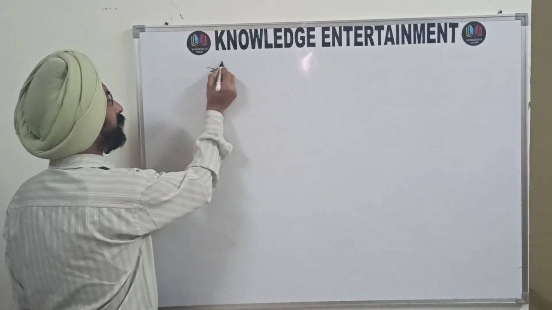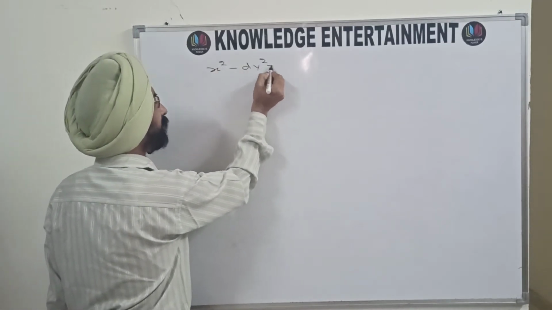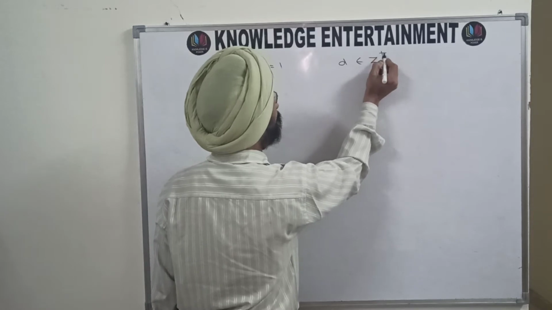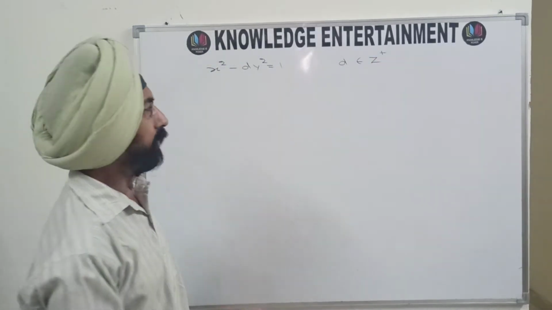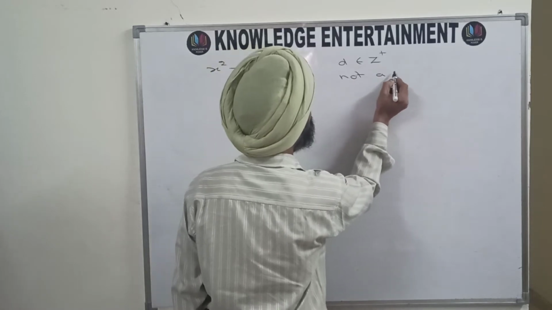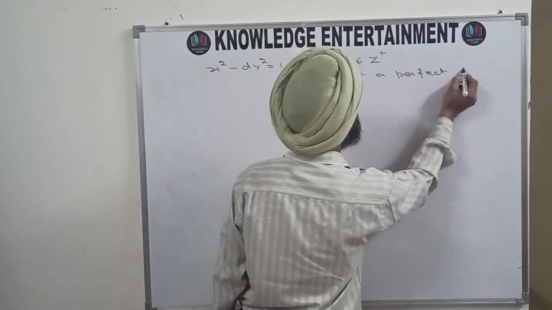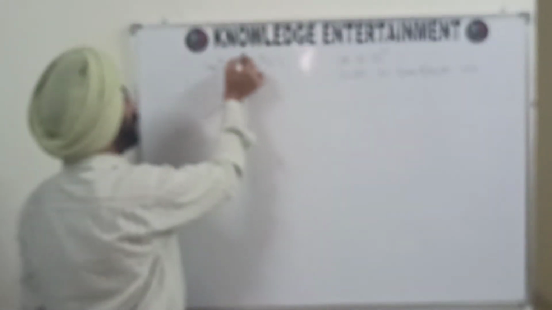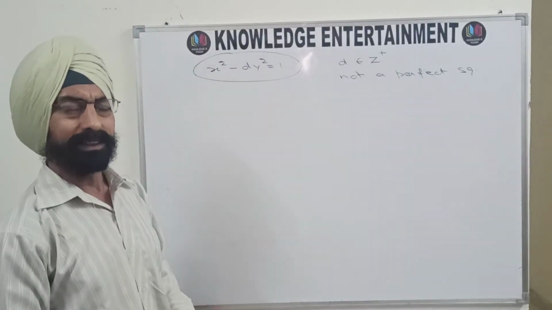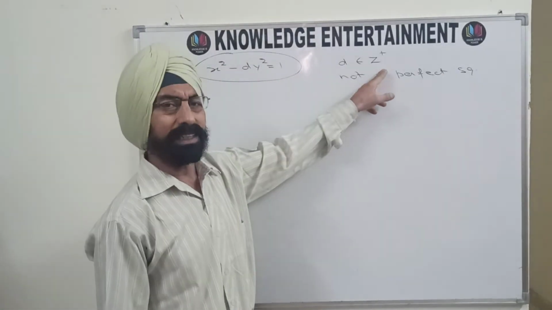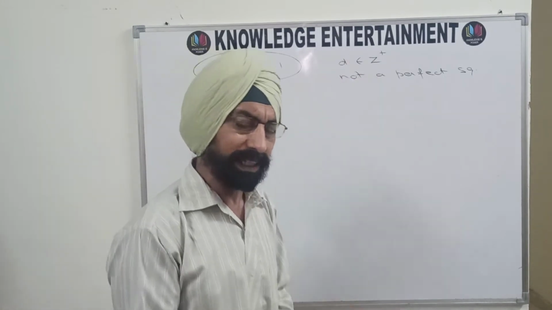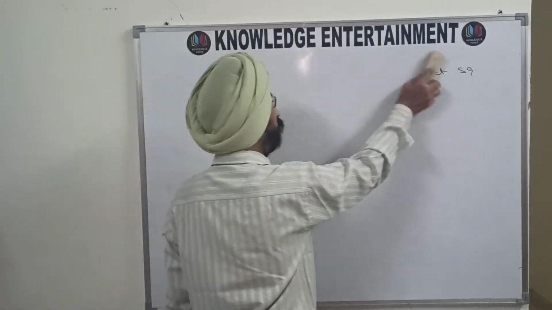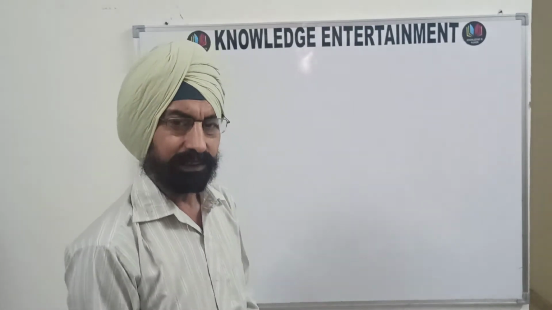Any equation of the type x squared minus d y squared equals 1, where d is a positive integer, not a perfect square, is called a Pell's equation. So this is your Pell's equation, x squared minus d y squared equals 1. d is a positive integer which is not a perfect square. Such an equation can be solved using continued fractions. How to solve it? What are the solutions? This we'll learn in this lecture.